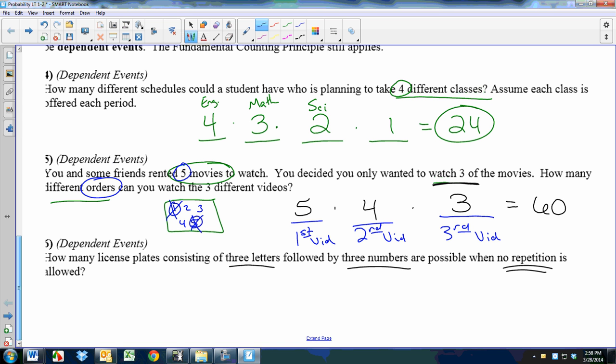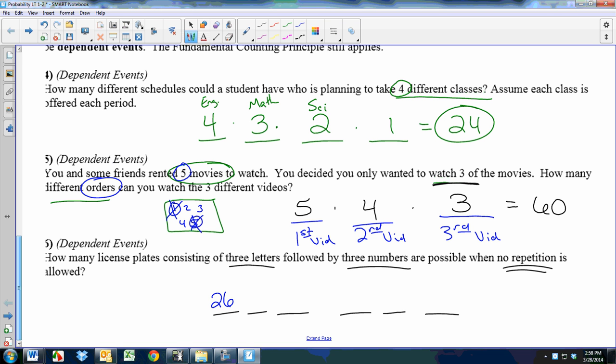Let's pick a license plate. 3 letters, no repeats. So my license plate is ABC 1, 2, 3. Notice I picked different letters and different numbers because I couldn't repeat the numbers, couldn't repeat the letters. But I had 6 choices. 3 letters followed by 3 numbers. Now let's recap. When I said A, when I chose my first letter, how many choices did I have? How many ways could I have chosen the letter A or any other letter? I had 26 choices because there's 26 letters in the alphabet.